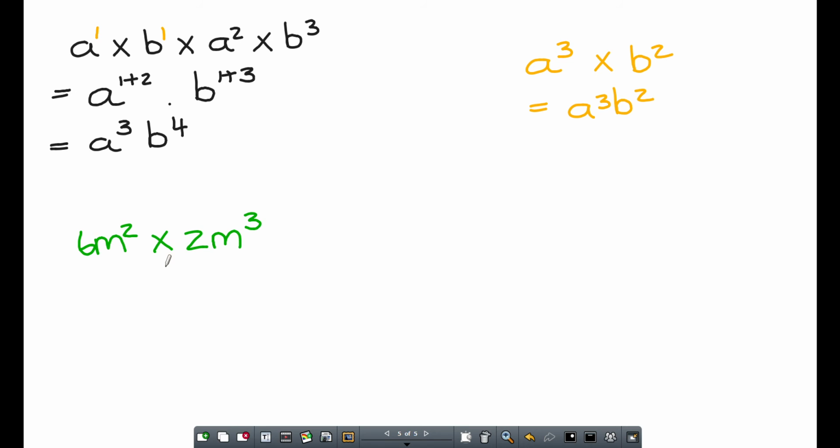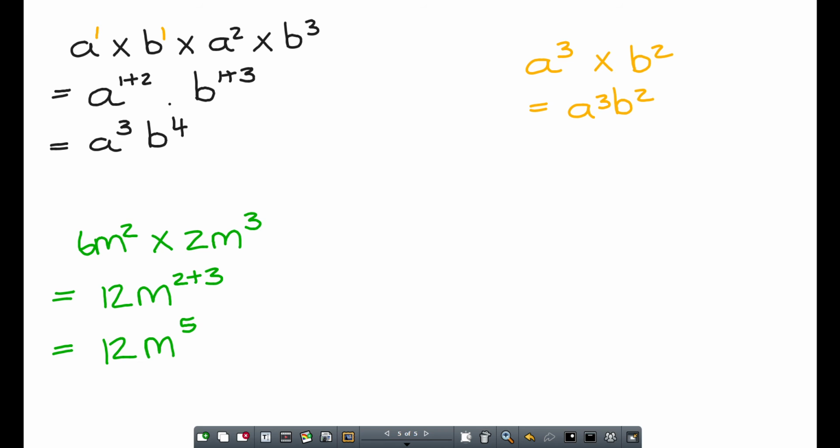And we multiply. Now what do we do with the coefficients? We multiply them. So this is going to be 6 times 2 gives me 12. And then I use law 1 with my exponents: m to the power of 2 plus 3. So my answer is going to be 12m to the power of 5. Right, so do you guys get law 1? Can we move on to the next one?